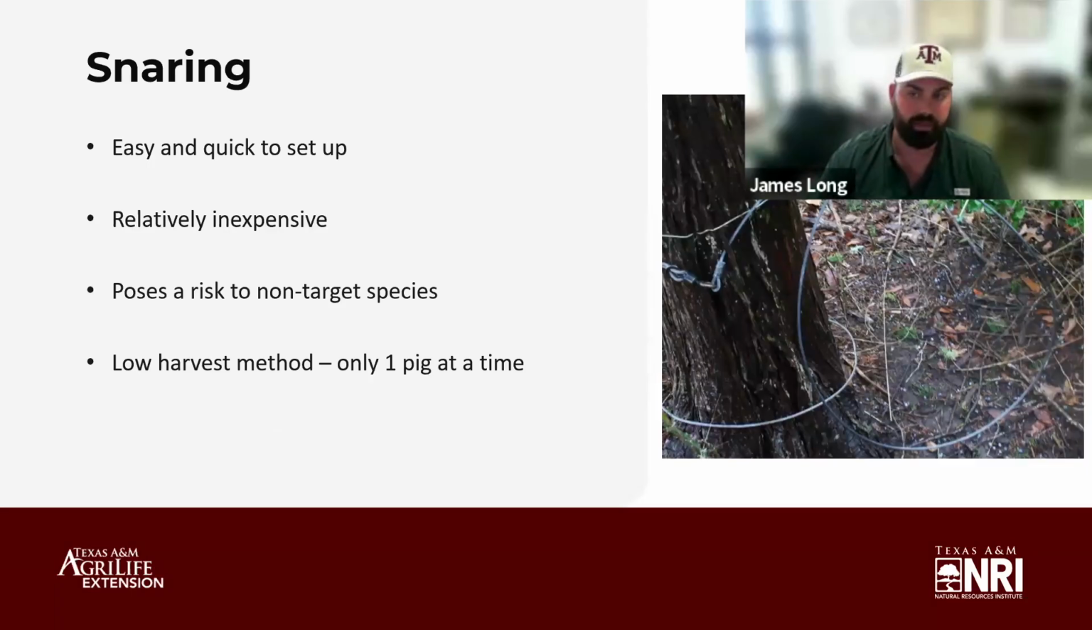So off of non-lethal methods and into lethal methods, snaring is the first one we're going to talk about. Now, laws around snaring are going to vary from state to state. This is a very good method for small acreage landowners and landowners who are new to managing invasives, because it is relatively inexpensive and relatively easy to implement. They do pose a risk to non-targets, so it's going to be important for researchers and extension personnel to provide education on how to reduce those non-target captures.